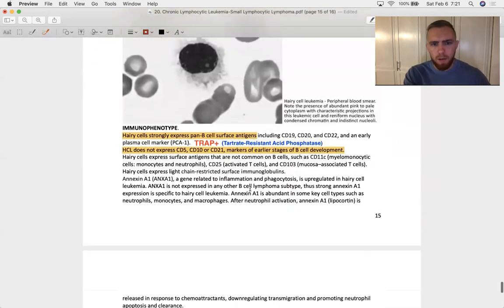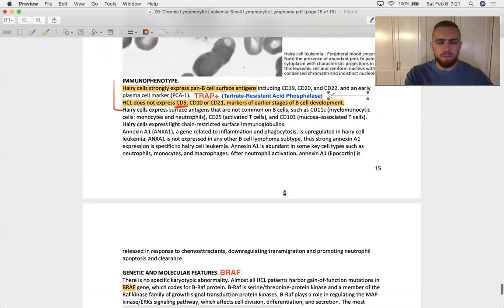Again, what do they stain for? Normal B cell markers. They don't stain for CD5. That's a CLL thing. That's a mantle cell lymphoma thing. And again, they're going to stain positive for TRAP, tartrate-resistant acid phosphatase.